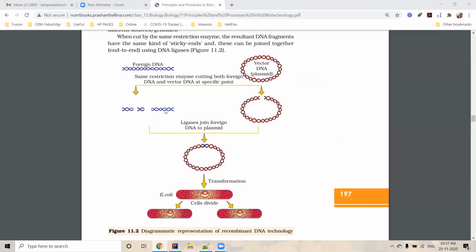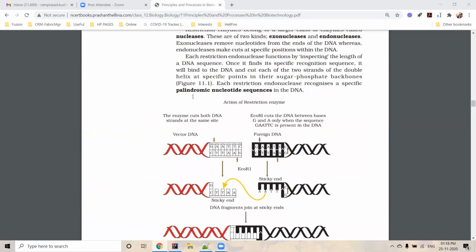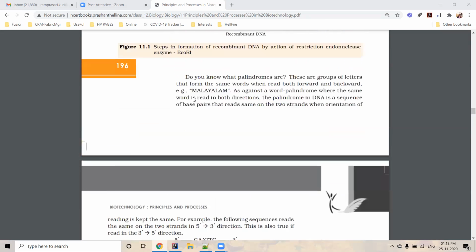Okay, what are restriction enzymes? They are molecular scissors which cut the DNA. Where will it cut? It will cut the foreign DNA, but at which position? It recognizes a specific sequence. Once it cuts, it releases sticky ends. That part it will cut: palindromic sequences. Correct, it will cut palindromic sequences.